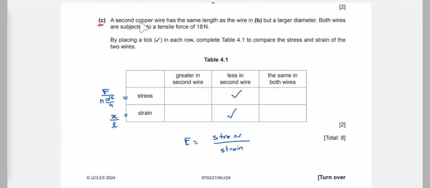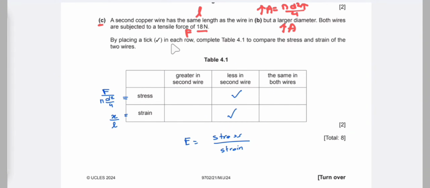For part C, a second copper wire has the same length as the wire in B, but a larger diameter. So the diameter is larger, and since we know that area is equal to pi d square by 4, and the diameter is more, the cross-sectional area is more. Now both wires are subjected to a tensile force of 80 Newton, so the force is same.